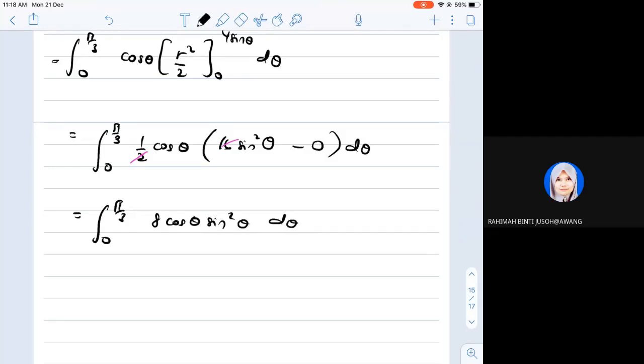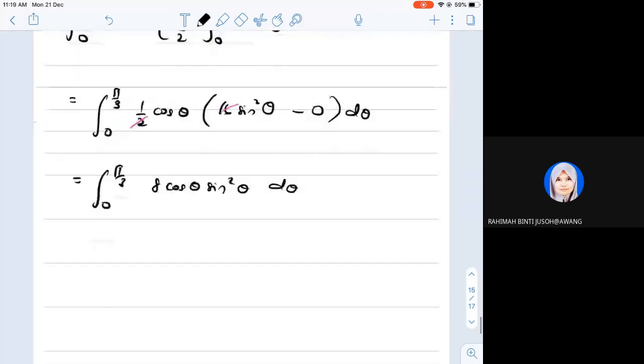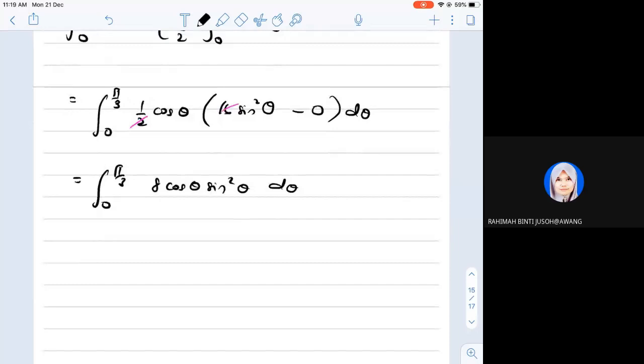Okay, tell me, how do we integrate this? Any idea? Come on, my brilliant students. Clever students, all engineers and scientists. How do we integrate this? Silent. Guys, how do we integrate this? Any idea? No. I appreciate your response.